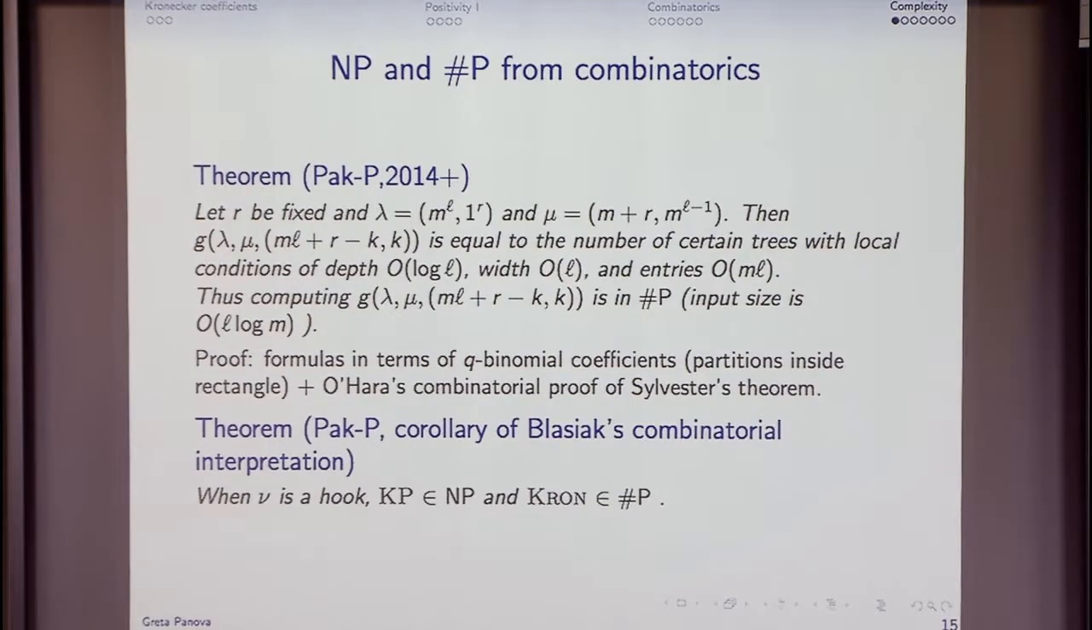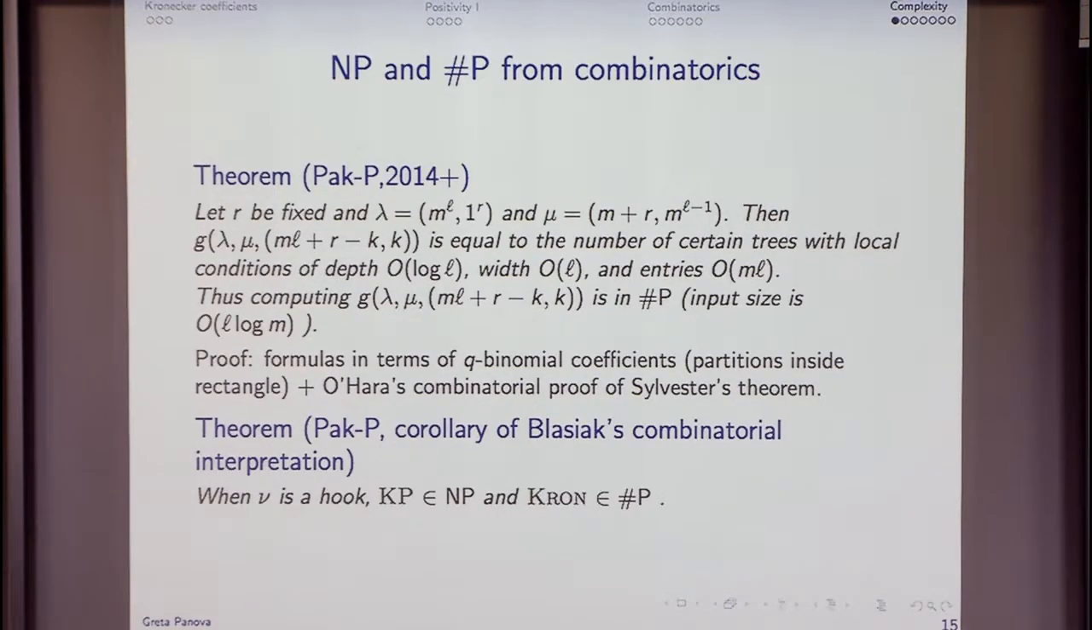And there is another thing that you can say about this. Now that we actually have some kind of combinatorial interpretation for the q-binomial coefficients other than the partitions, one can take the difference between the two things and use O'Hara's combinatorial proof of why these numbers are increasing to give a combinatorial interpretation for the Kronecker coefficients in these particular cases, an actual combinatorial interpretation, which is manageable in size.